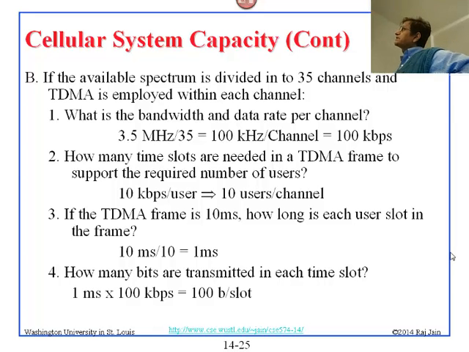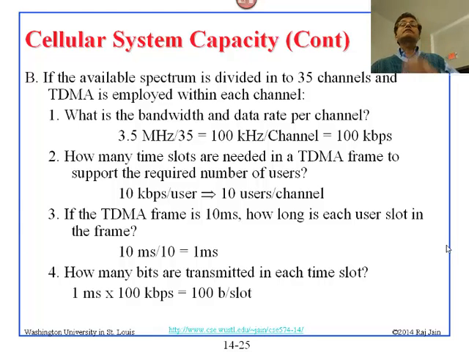If the TDMA frame is 10 milliseconds long, how long is each user slot in the frame? Now the TDMA frame is 10 milliseconds long. We decided that arbitrarily. So now it is 1 millisecond per user. How many bits are transmitted in each slot? Each slot will be 1 millisecond times 100 kilobits, which is 100 bits. Simple multiplication. You just have to know where to do what. Anyway, this is the kind of calculation that you can do.